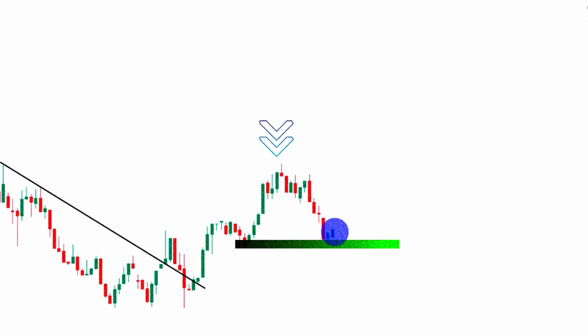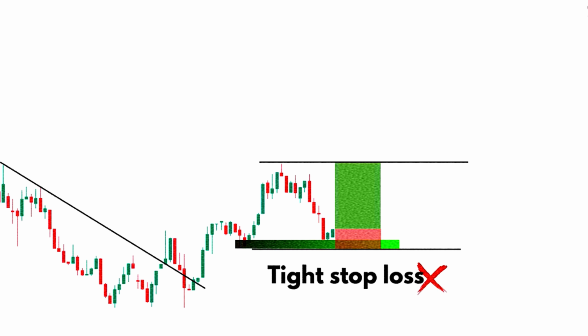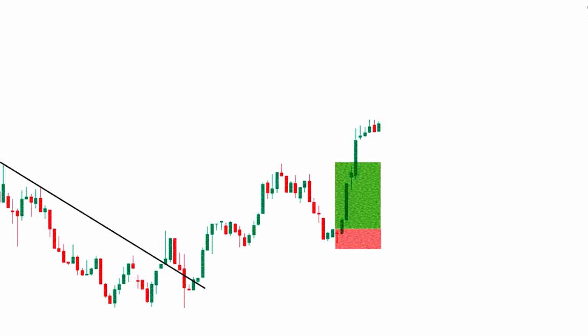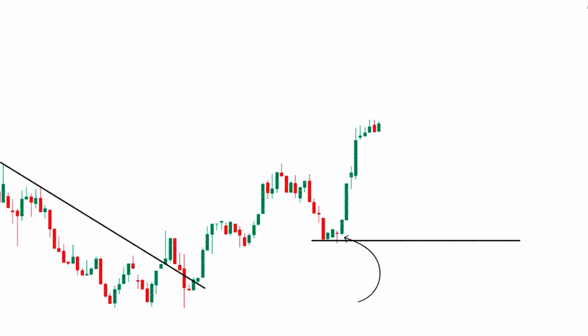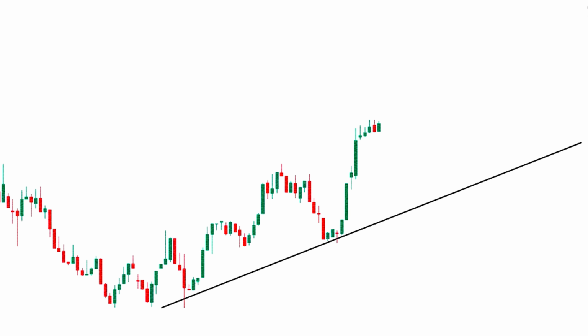We'll set our target near the resistance and place our stop loss slightly below the support. Not too tight, but with some breathing room. The price moves upward, and once again, our target is hit. But notice, before the major upward move, there was a small red candle that dipped down. If we had placed a tight stop loss, it would have been hit, and we would have missed the big move. So remember, don't keep your stop loss too tight. Give it a little space.